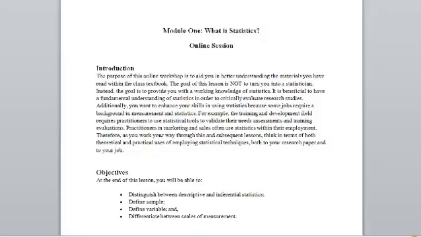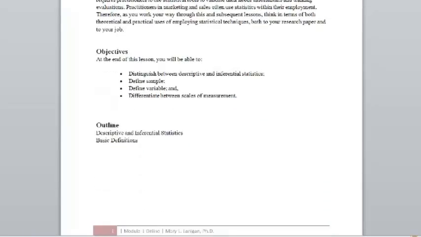It also helps you enhance your own skills because sometimes even your jobs might require a background in measurement or statistics. For example, in the training and development field, practitioners use statistical tools all the time to help validate their needs assessments and training evaluations. Likewise, in marketing and sales, those people often use statistics within their employment. So as we work our way through this lesson and subsequent lessons, you want to think in terms both of the theoretical and the practical uses of employing the statistical techniques that you're going to learn about, as well as what you might see within research studies or those that you put in your research paper.